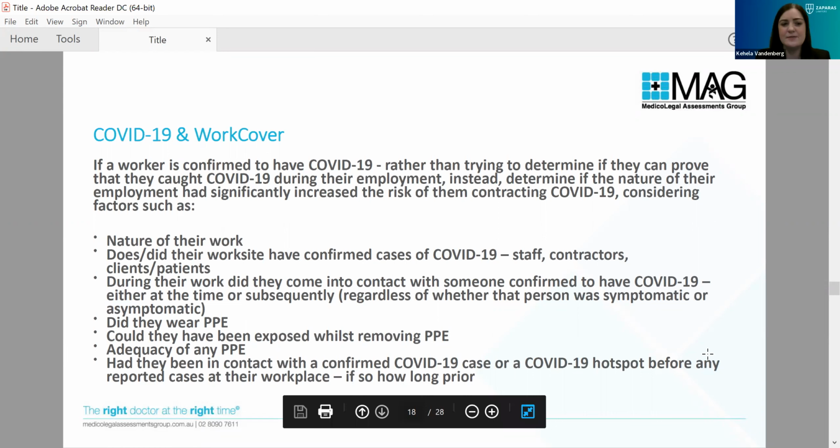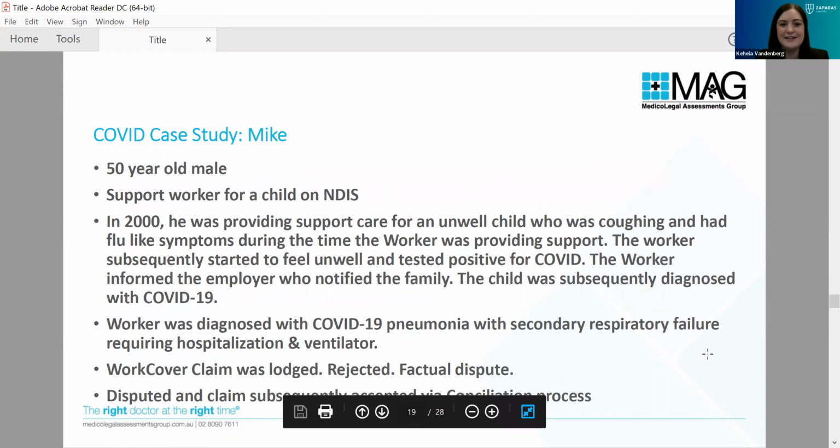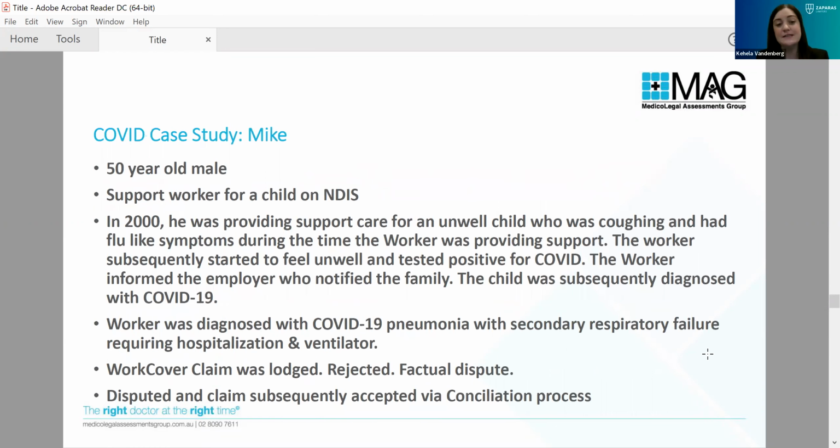So just to give you an example, this is one of our clients. I've changed the name for obvious reasons. He is a 50-year-old male at the time of exposure. He was a support worker for a child on NDIS, and in 2000, he was providing support care for an unwell child. So he would go and care for them at the home. He would take the child out to appointments, out to the park. Now, our client alleged that that child was coughing and had flu-like symptoms whilst our client was providing that care for them. That's denied by the employer and the child's family.